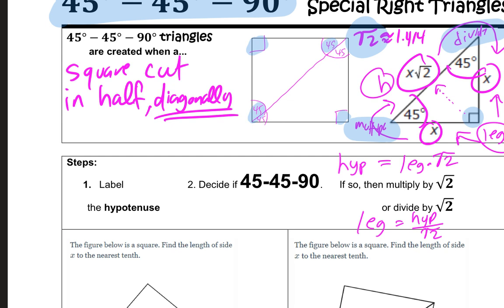Either subtract or divide, but we're working with factors, so we're going to divide, right? Because this is x times that, and this is just x, right? All right, so let's get right into some practice.